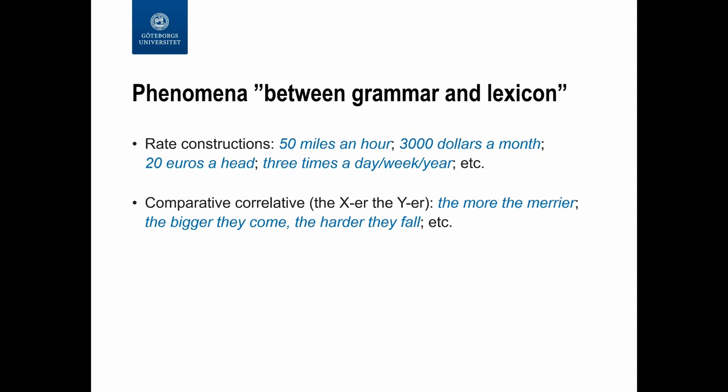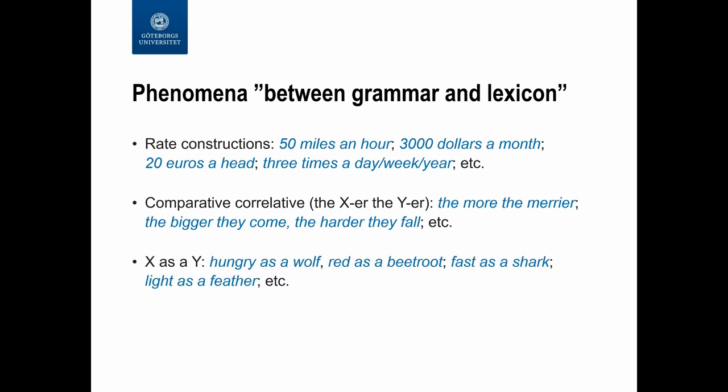And the other key element is that you need an adjective or two adjectives in the comparative form, but it could be any adjective. It's not general grammar, it's not lexicalized, it's somewhere in between. And or this, X as hungry as a wolf, red as a beetroot, fast as a shark. I mean, all these expressions are quite particular. But the general pattern that you can talk about anything as X as a Y, where would you treat that?